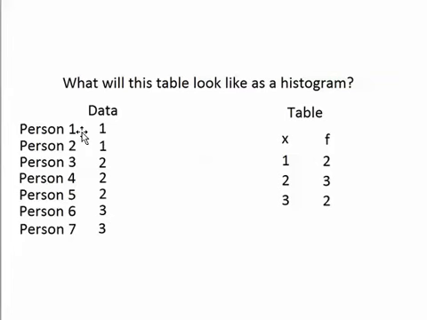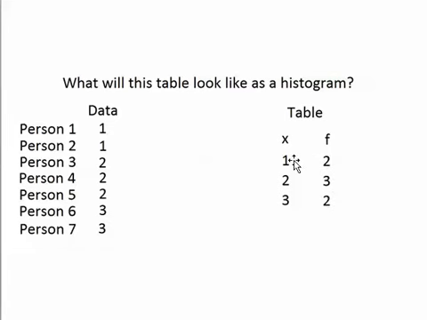Let's look at this data set right here. I ordered the values from lowest to highest. So maybe we did a survey. We asked 7 people a certain question, and these were their 7 answers. You can see already that 2 people said 1, 3 people said 2, and 2 people said 3. That's why it goes 2, 3, 2.